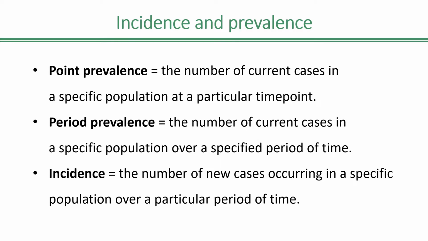Period prevalence is the number of current cases in a specific population, but over a specified period. This could be on a different sample or the same sample, and it provides a snapshot at different time points. While incidence is the number of new cases occurring in a specific population over a particular period of time. So why is this important, and what does it mean when looking at wasting caseloads, for example?